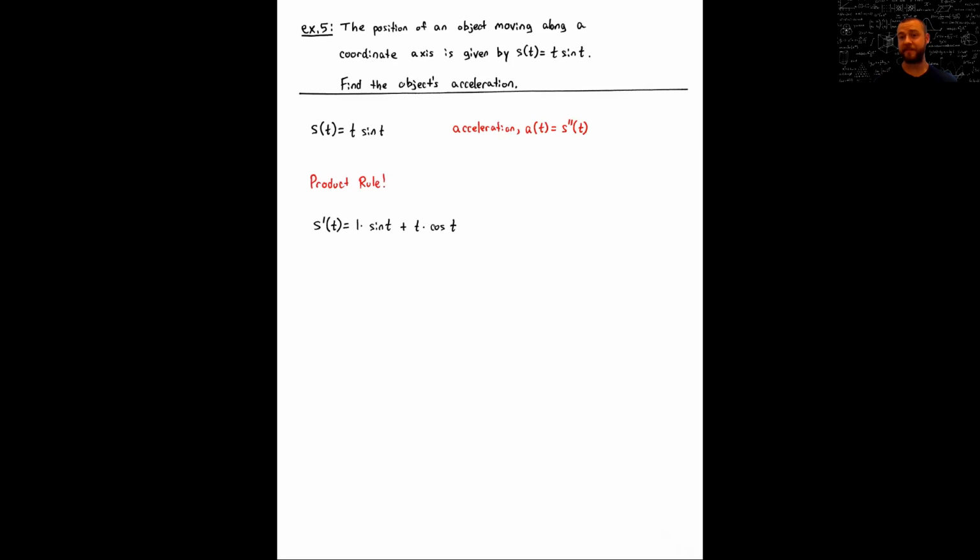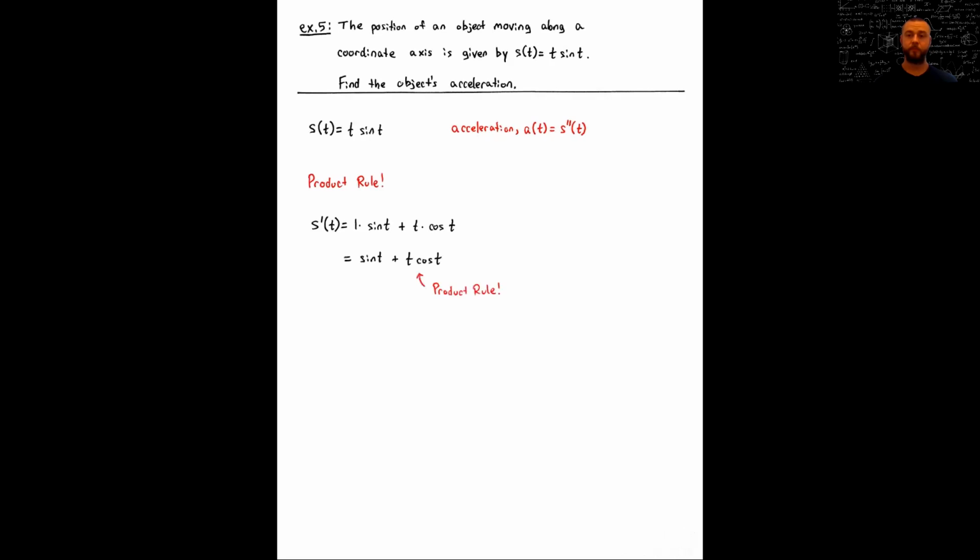Okay, so we're going to differentiate first the first function, t. That would differentiate to 1. The second function stays the same. And then we keep the first function the same, but differentiate now sine. The derivative of sine is cosine. All right, hopefully that is okay. We're just going to clean this up a little bit. We don't need the multiplication by 1. And we can write s prime, representing the velocity, as sine of t plus t times cosine of t.